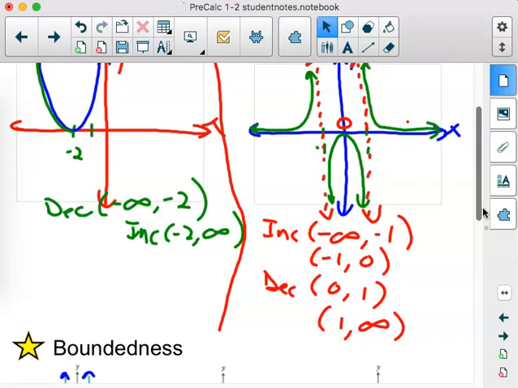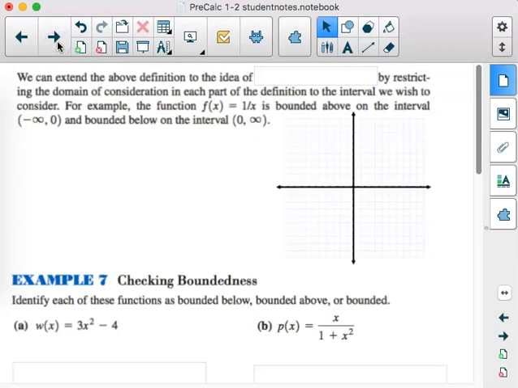So if we need boundedness, depending on the math that we have to do, can we make it happen? And the answer is yes, by restricting the domain, by saying from here to here only, just look at these x's. And as it says, we're going to restrict the domain of consideration in each part of the definition to the interval that we wish to consider. For example, the function f of x equals 1 over x is bounded above on the interval from negative infinity to 0, bounded below on an interval from 0 to infinity.